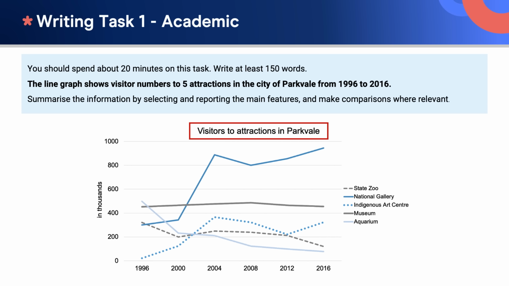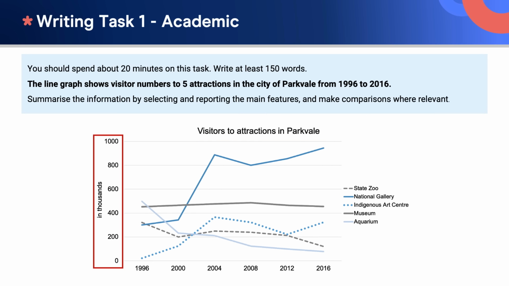Look at the title of the graph first. It tells us instantly what it is about: visitors to attractions in Parkville. Look at the vertical y-axis on the left. It shows us what is being measured, the number of visitors, and what the unit is, thousands. So 600 means 600,000, and 1,000 means a million.